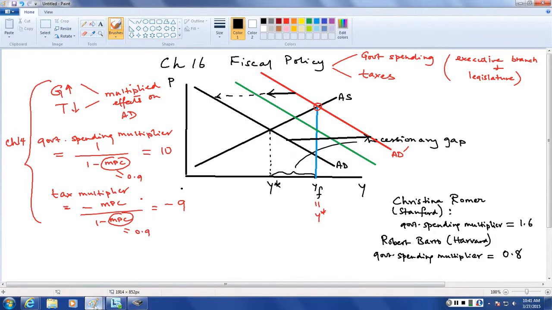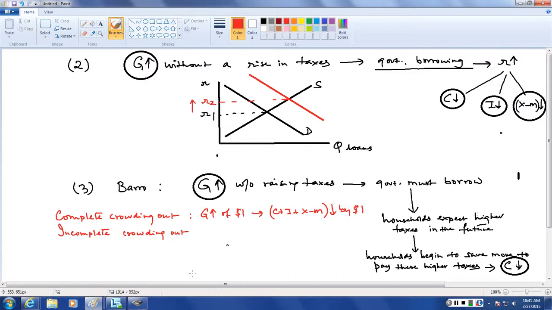So with complete crowding out, fiscal policy is completely ineffective. Fiscal policy is completely ineffective.